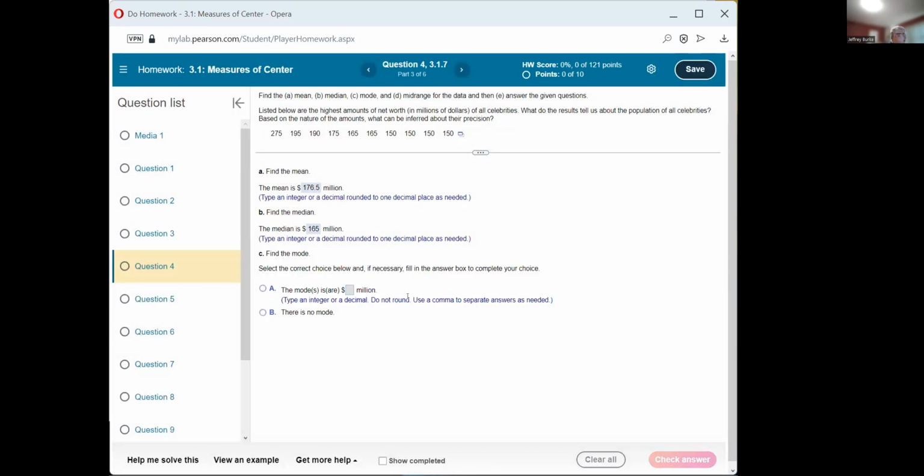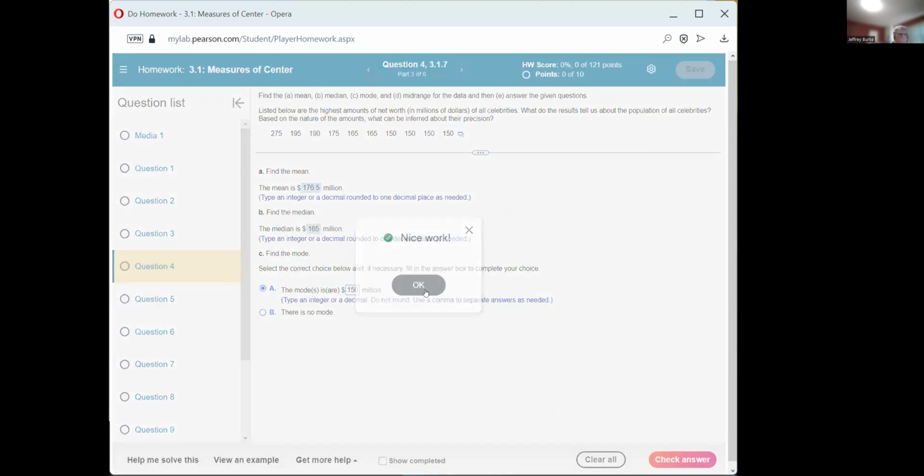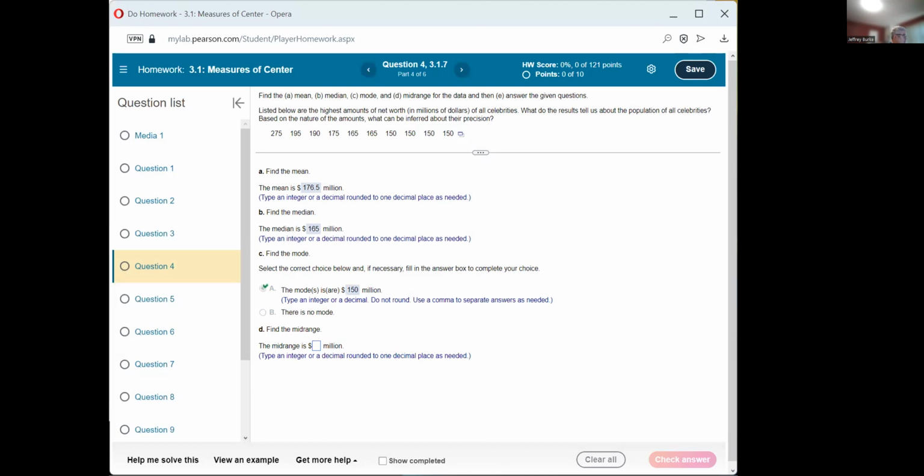It wants the mode. It says that the mode here is 150. Yep. These are written in order from greatest to least, which is unusual, but that's okay. And 150 is written 4 times, so that makes sense. And then the mid-range. We talked about the mid-range being the sum of the maximum and the minimum divided by 2, which was going to be 212.5.